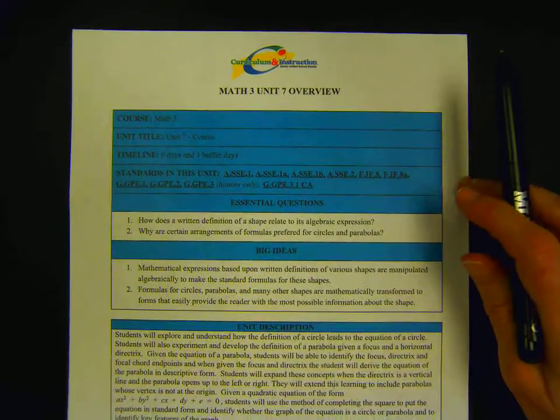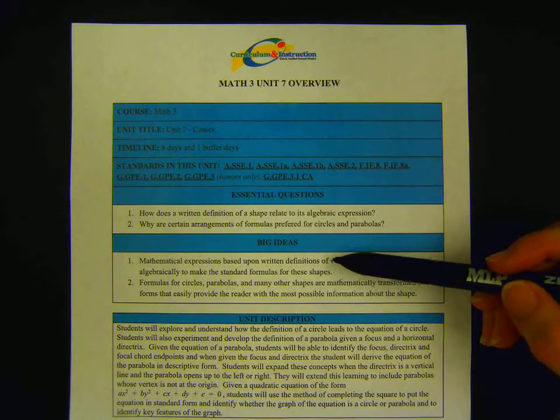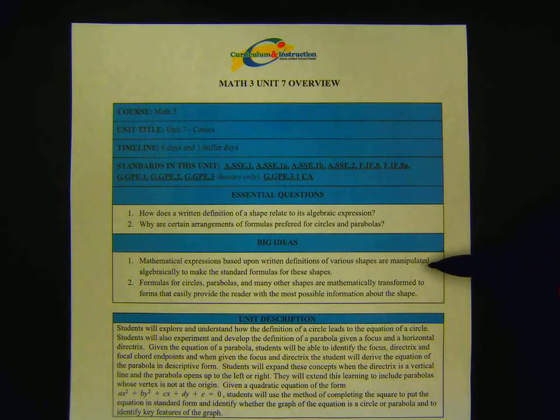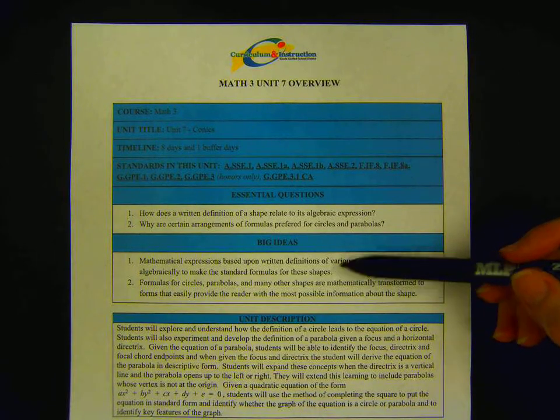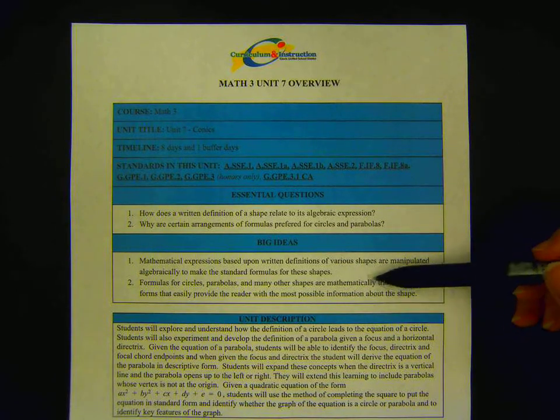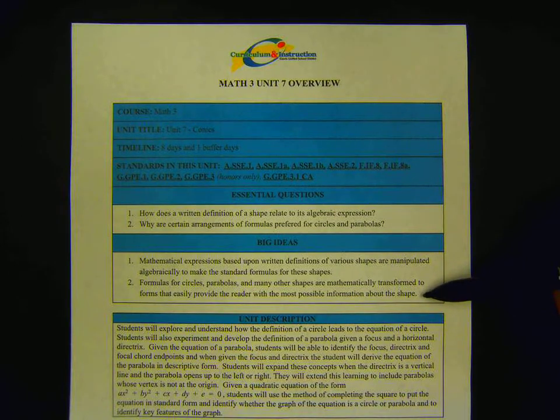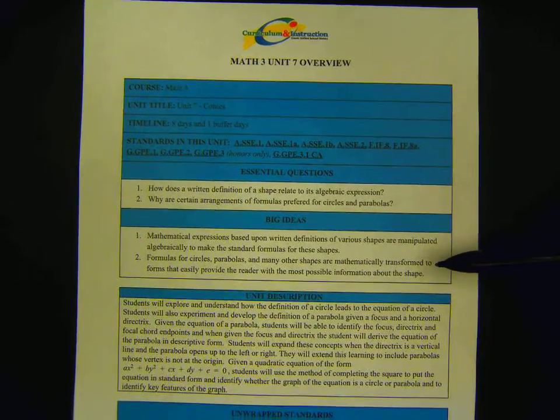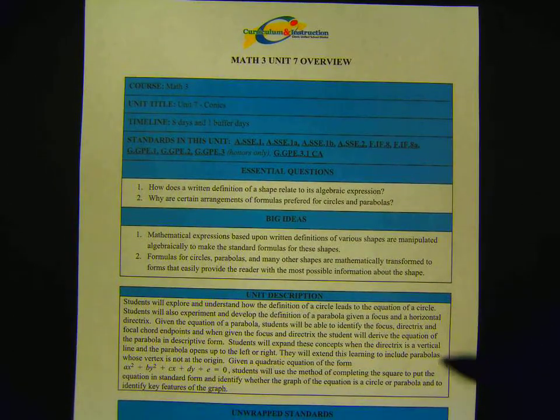We're going to look at how mathematical expressions based upon written definitions are manipulated algebraically to make the standard forms, and also how they can be transformed to forms that easily provide the reader with the most possible information about the shape. And if you pull this up, you'll see a nice quick description of the unit right here in the unit description. A couple things that I think Algebra 2 teachers would be surprised by is to see that we are not going to be discussing ellipses and hyperbolas. You Math 3 honors teachers, those will still be included in your curriculum. That is a plus standard.